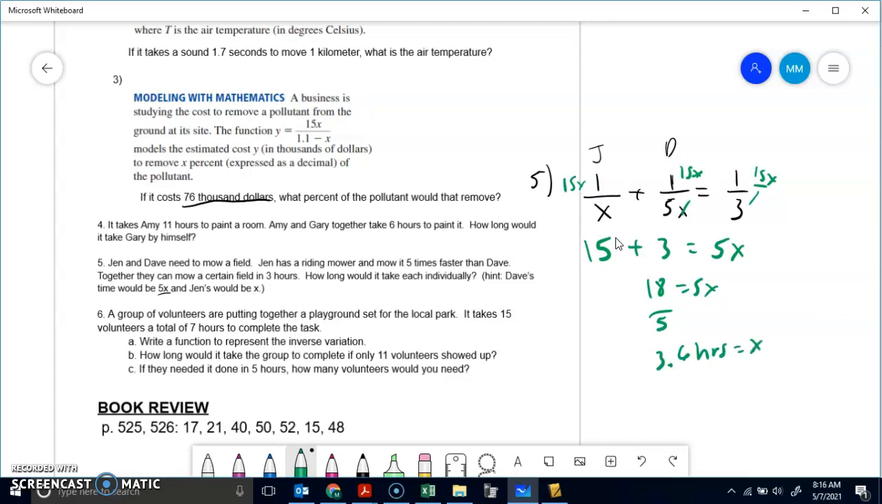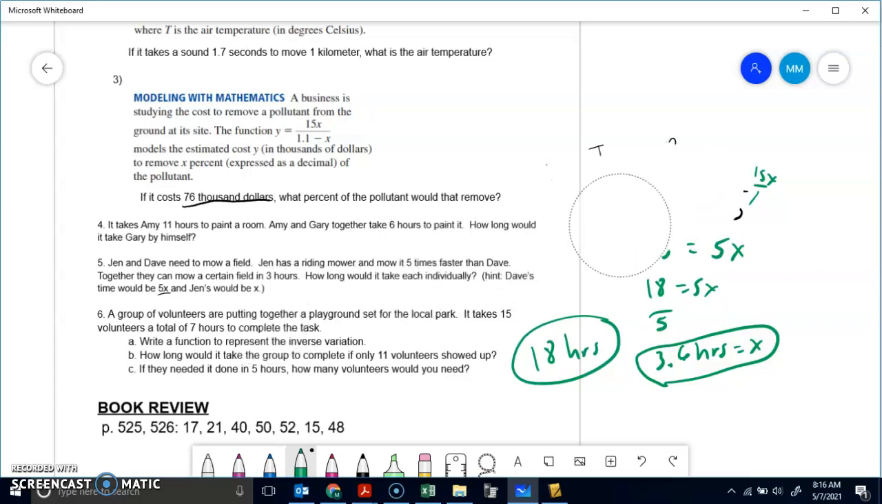If Jen were doing it by herself, it would take 3.6 hours. So the push mower only helped cut off 0.6 hours. Okay. By himself, it's a pretty big field apparently, Dave would take 5 times that, or 18 hours to mow the field. It's a good thing somebody had a riding mower.